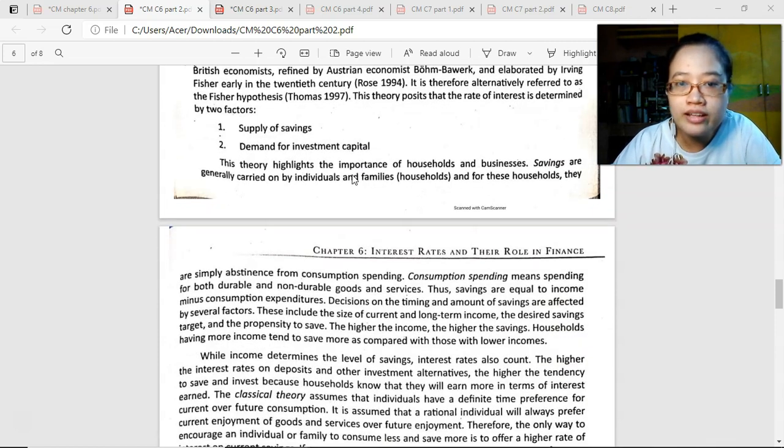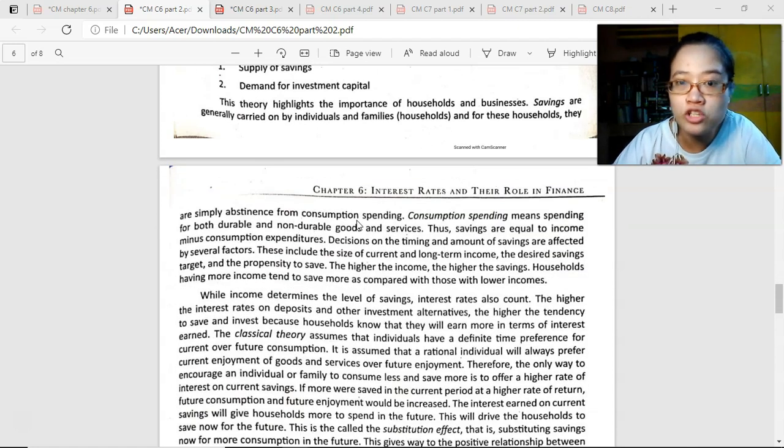This theory highlights the importance of households and businesses. Savings are generally carried out by individuals and families, the households. For these households, savings are simply abstinence from consumption spending. So we have the depositors or the investors. They have the excess money, and although there are wealthy investors, the majority of bank depositors are ordinary people working as employees, and they actually have very little savings. But with the number of clients or depositors in these banks, the aggregate amount is a lot of money.